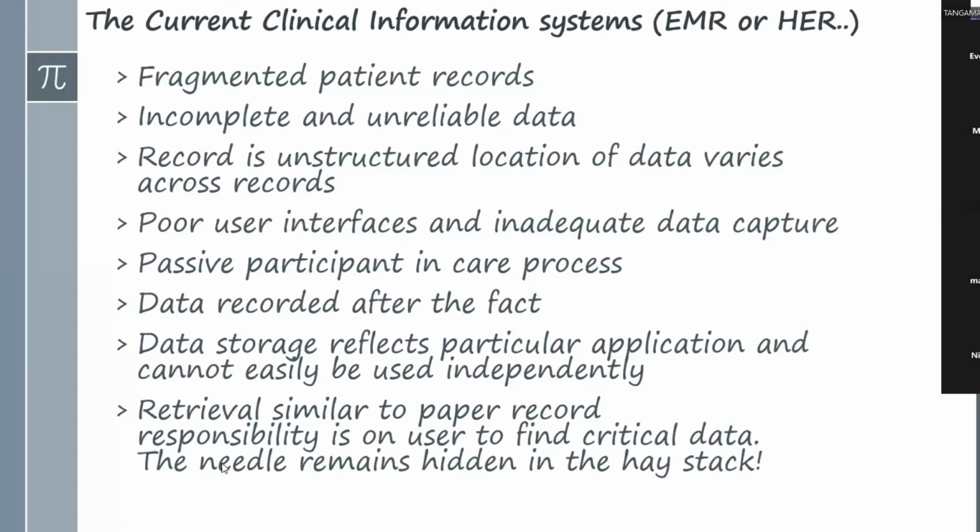There are also passive participants in the care process. They are not active participants in the care process. The data is recorded after the fact.